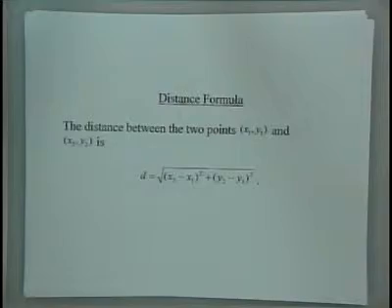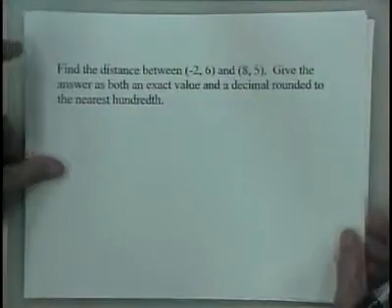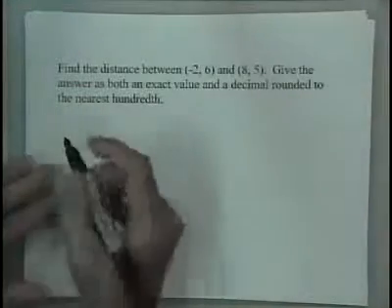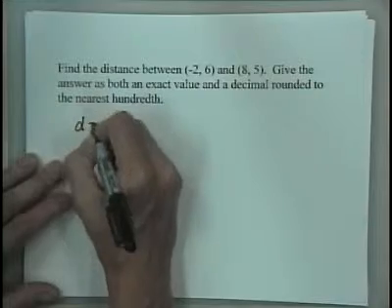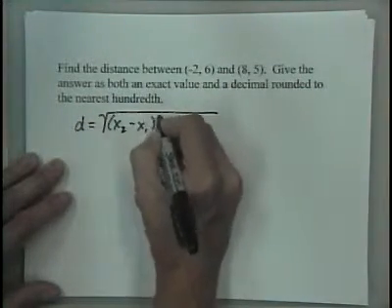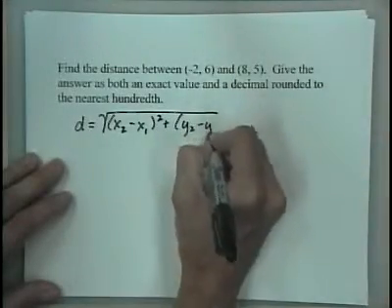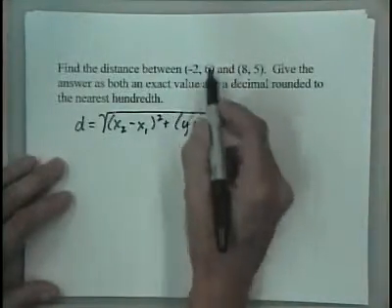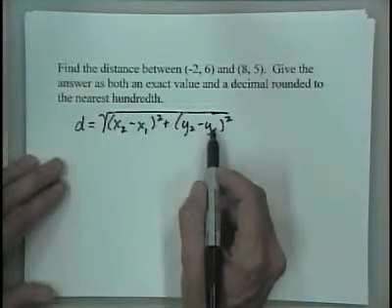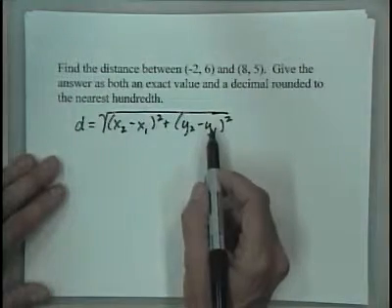Well, let's try out the distance formula. Here's what we want to do. We want to find the distance between (-2, 6) and (8, 5) and give our answer both as an exact value and a decimal rounded to the nearest hundredth. The distance formula is the square root of (x2 minus x1) squared plus (y2 minus y1) squared. We need to choose one of the ordered pairs to be x2, y2 and the other x1, y1, and it doesn't matter at all which you choose.